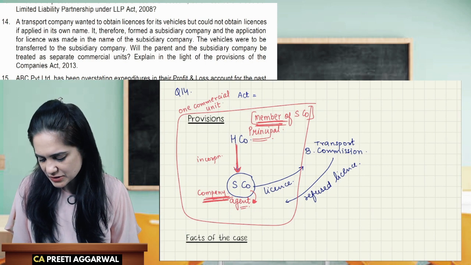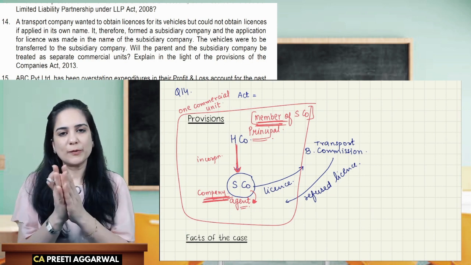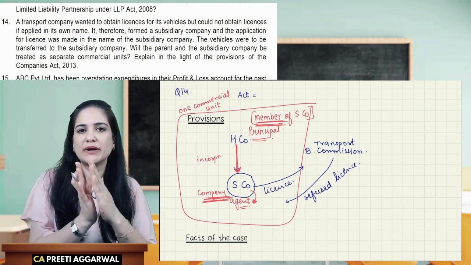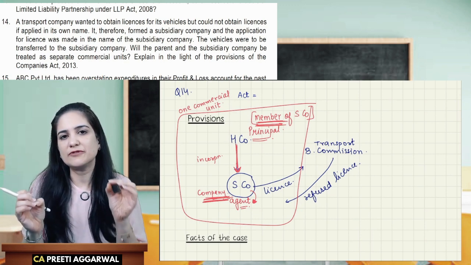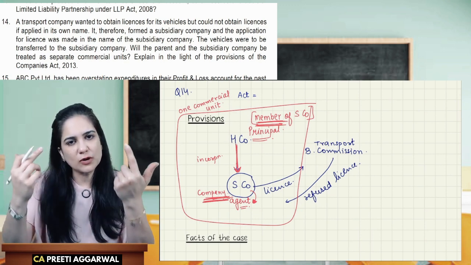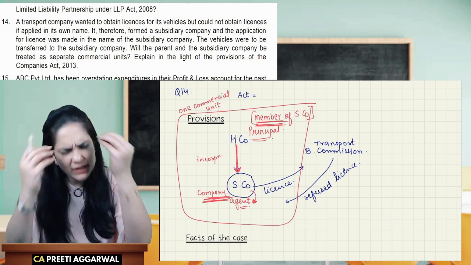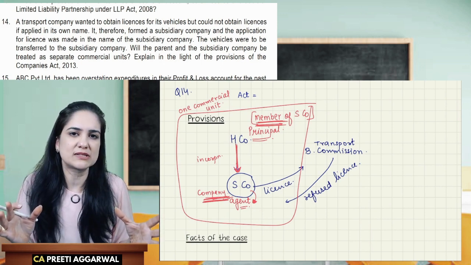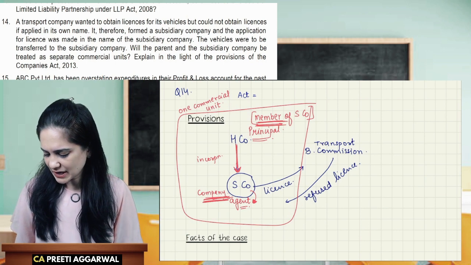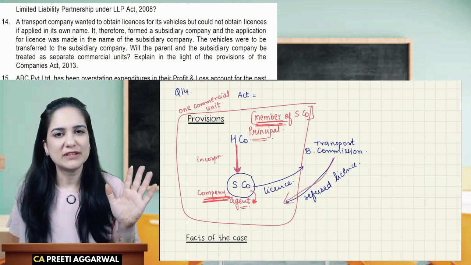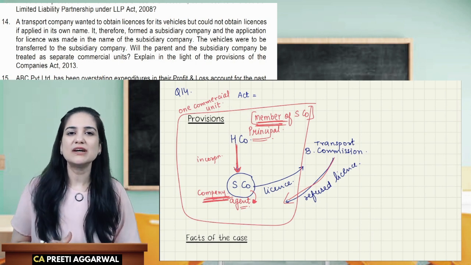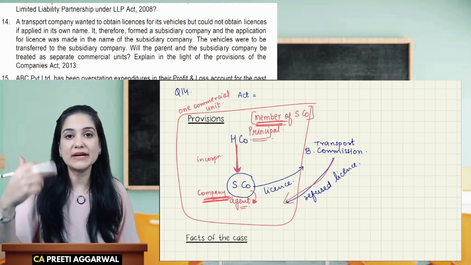Okay, they are considered as one commercial unit. Corporate veil is lifted, they are considered as one and the same. So it is as if the subsidiary company is applying for the license on behalf of the holding company. It is as if the holding company is only applying for the licenses. So that is why the license can be refused. British Transport Commission won the case. Yes, so that was the case law. I hope you could recollect the case law.